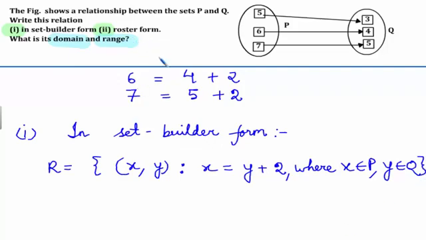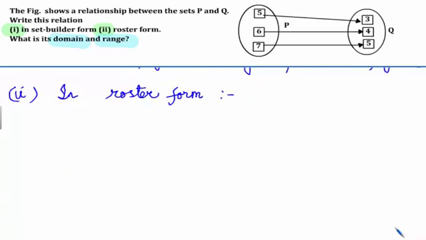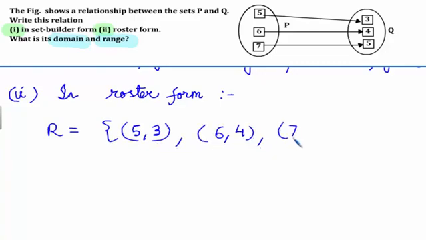In the second part of the question, we have to write this relation in roster form, where we have to list the elements. So R can be written as (5, 3), (6, 4), (7, 5). So this is the roster form of the relation R.